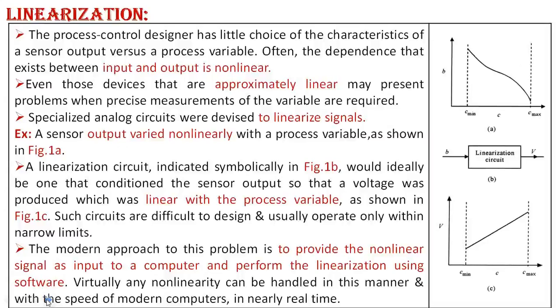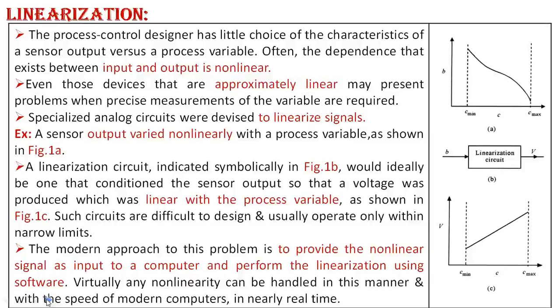The process control designer has little choice of the characteristics of sensor output versus a process variable. Often the dependence that exists between the input and output is non-linear. Even those devices that are approximately linear may present problems when precise measurement of the variable is required. Specialized analog circuits were devised to linearize signals.